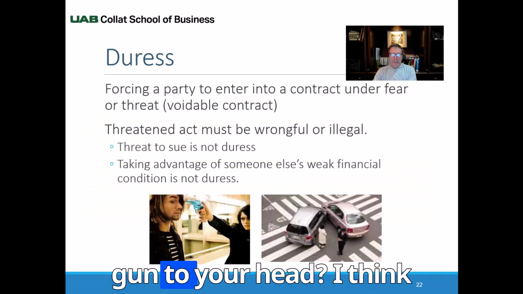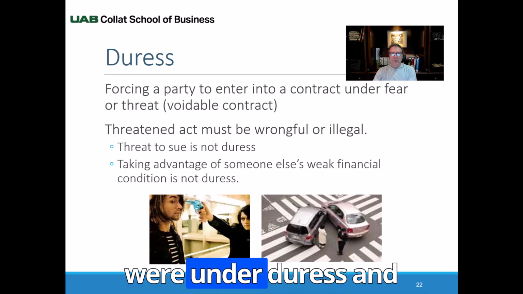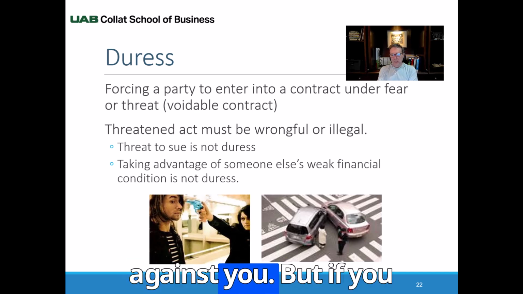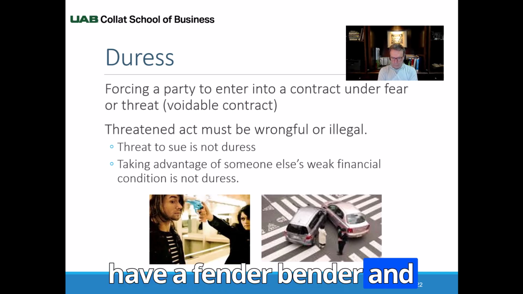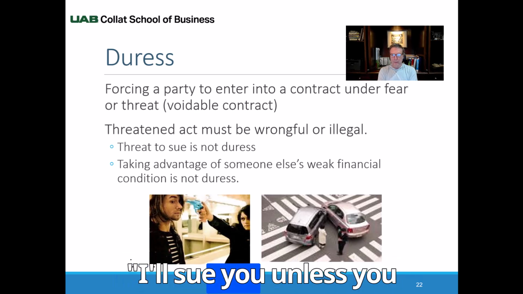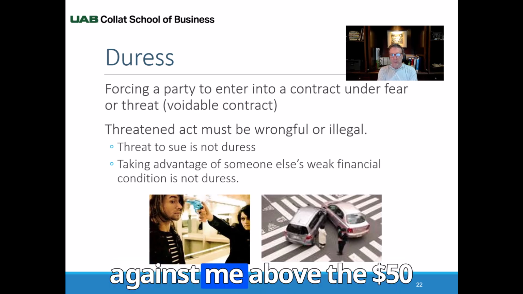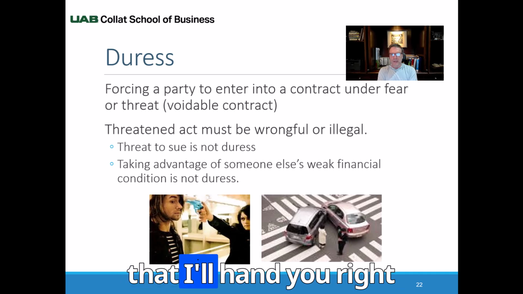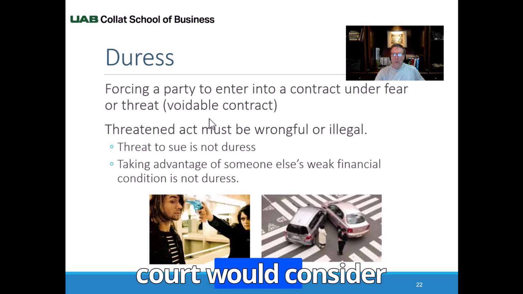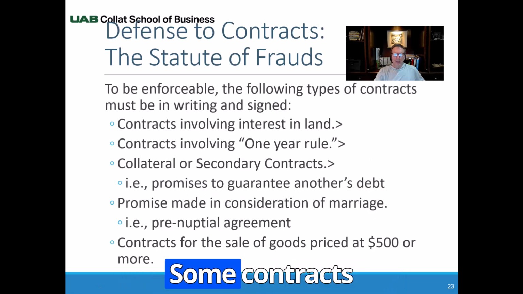Duress. If someone has a gun to your head, I think you could probably successfully say that you were under duress and that the contract should not be enforced against you. But if you have a fender bender and the other person jumps out of their car and says, "I'll sue you unless you waive all your damages against me above the $50 that I'll hand you right now," that's probably not the kind of duress that a court would consider necessary for you to get out of that agreement.